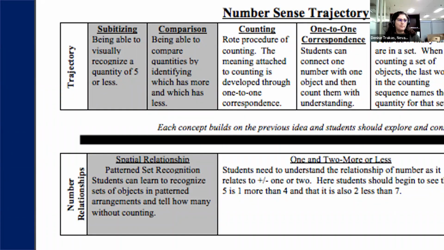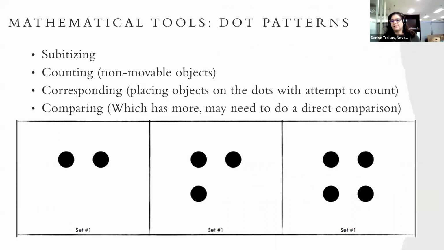You'll also see on the bottom there the spatial relationship. And oftentimes we see this as dots, right? So dot patterns, dot plates, any of these pattern set recognition. So dominoes, dice have all of these. And so it provides an opportunity for students to subitize. It also provides some early access to counting with non-movable objects, which is actually more advanced than being able to count objects that are movable.